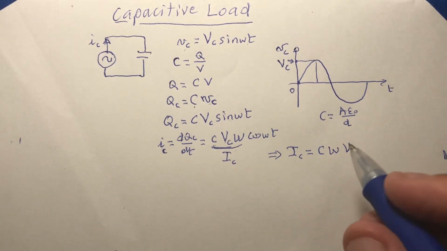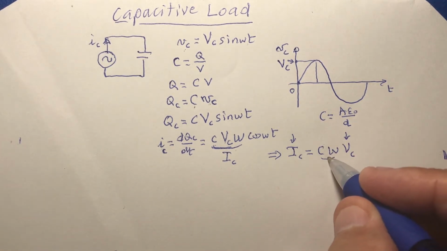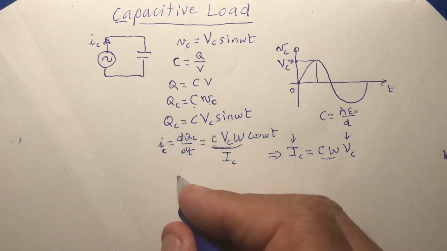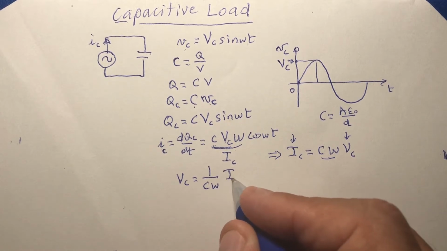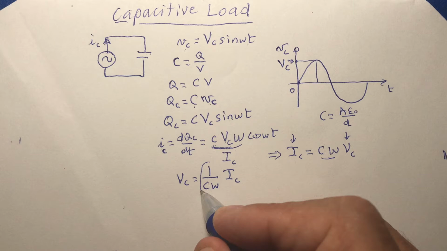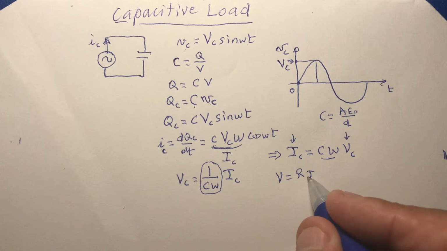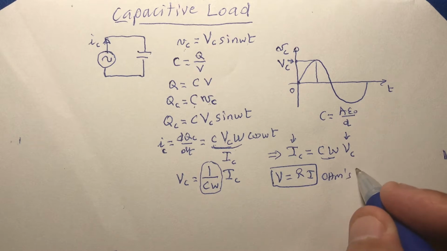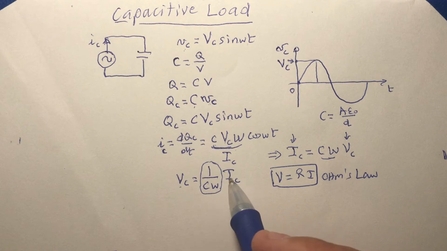Now let's pay attention to this equation. This is the voltage, this is the current. So this has to be the inverse of a resistance. Let me put here VC is equal to 1 over C omega times IC. If you look at Ohm's law, what is Ohm's law? V is equal to Ri. This is Ohm's law. So V is equal to some resistance times the current.